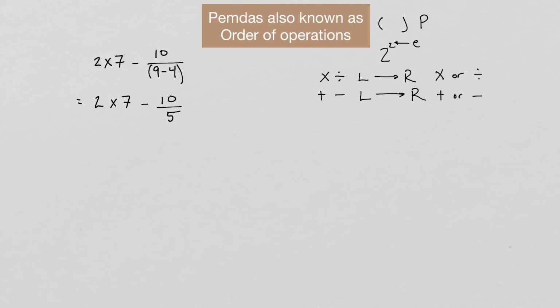Okay, now working from left to right, we see we have this multiplication and a division. So doing this multiplication before we do our division, and we do that before the subtraction. So multiplication first, we get 2 times 7 gives us 14 minus, and 10 over 5 gives us 2. So 14 minus 2, that gives us 12.